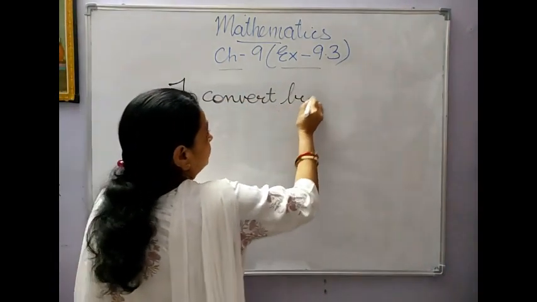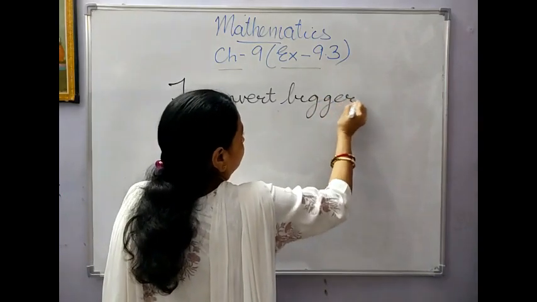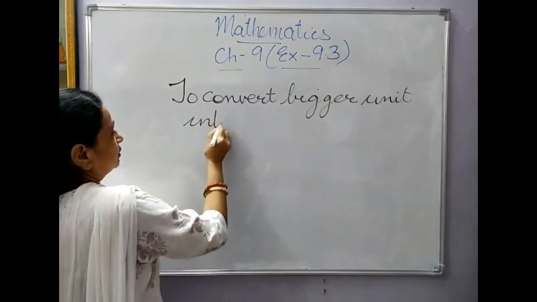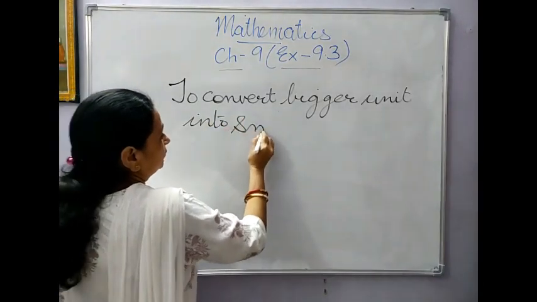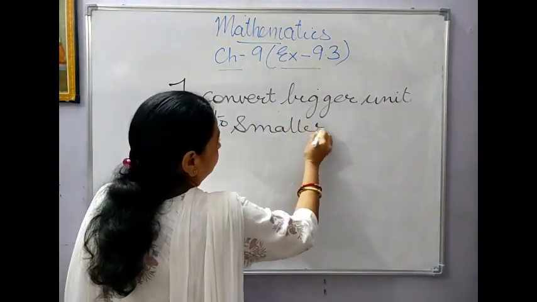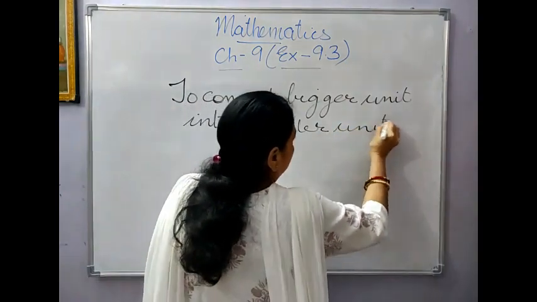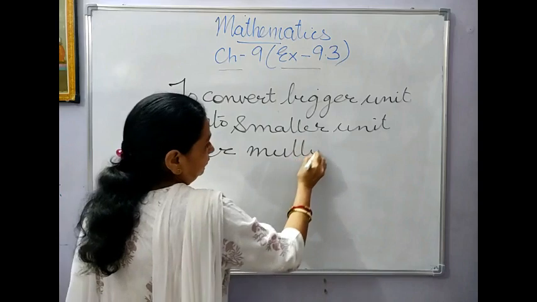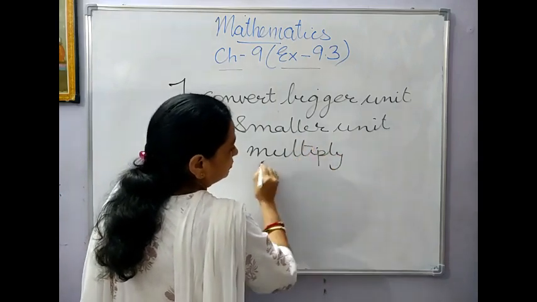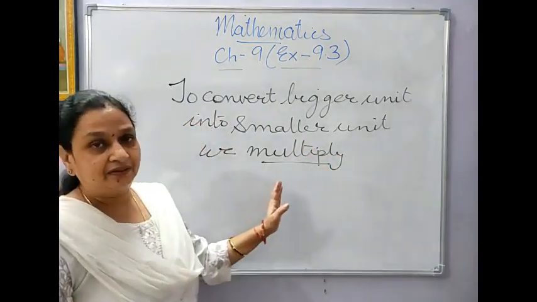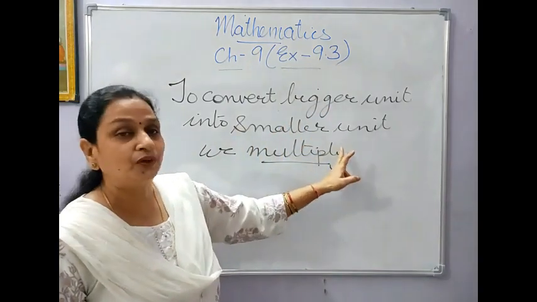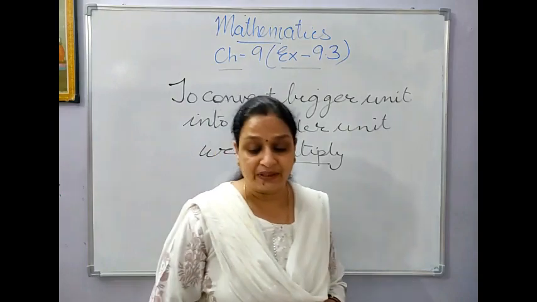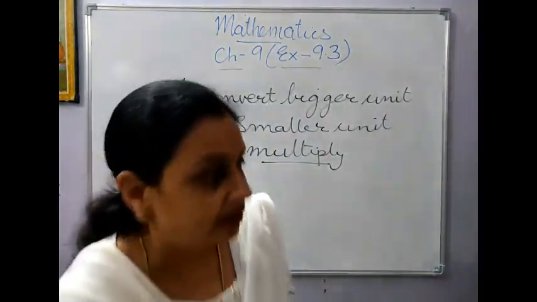bigger unit into smaller unit, we multiply. All the sums are based on this principle. When we convert bigger unit into smaller unit, we multiply. So we straight away start with the exercise.